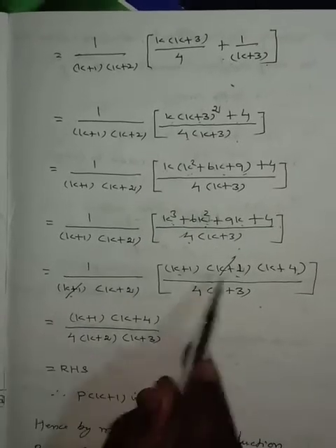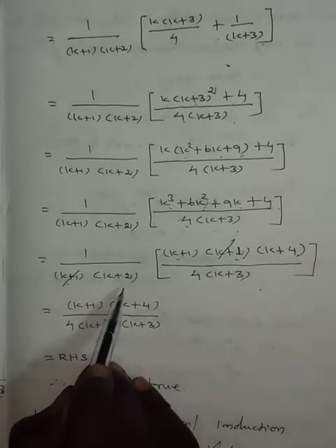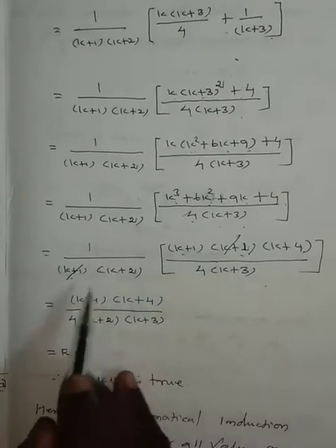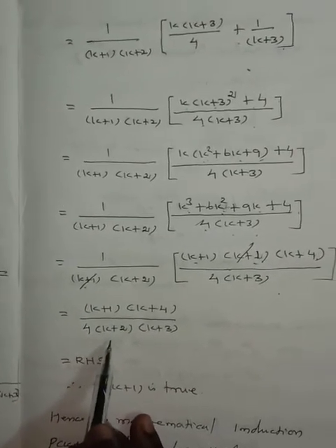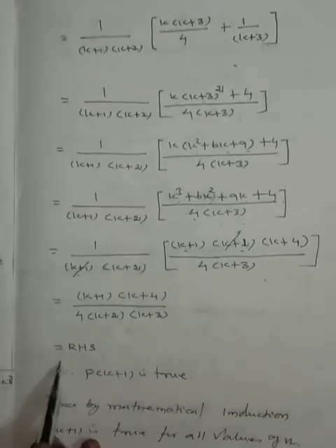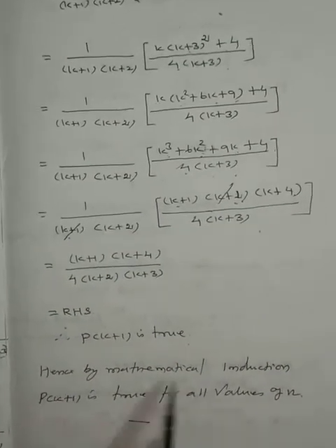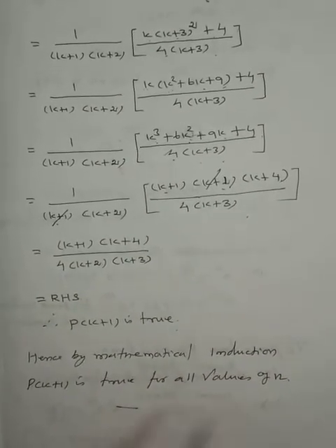Now (k+1) cancels. The remaining part is 1 divided by (k+2) into (k+1)(k+4) divided by 4 into (k+3). Multiplying, we get (k+1) into (k+4), whole divided by 4 into (k+2) into (k+3), which is equal to the RHS. So P(k+1) is true. Hence by the principle of mathematical induction, P(k+1) is true for all the values of n.